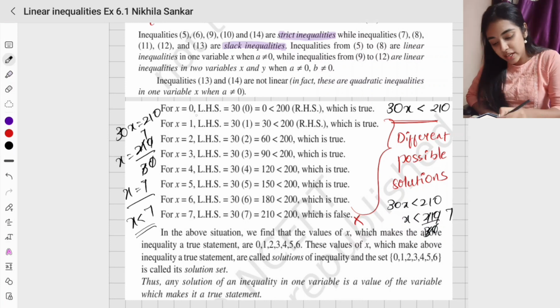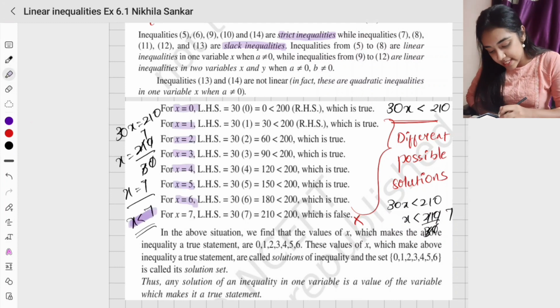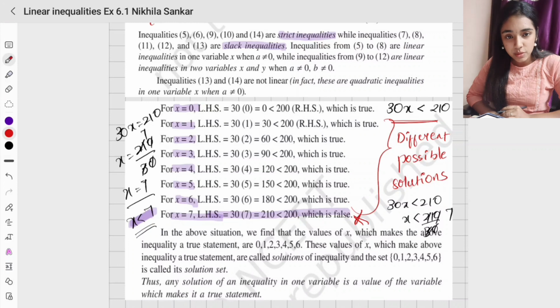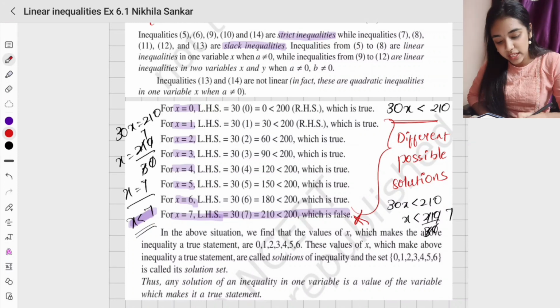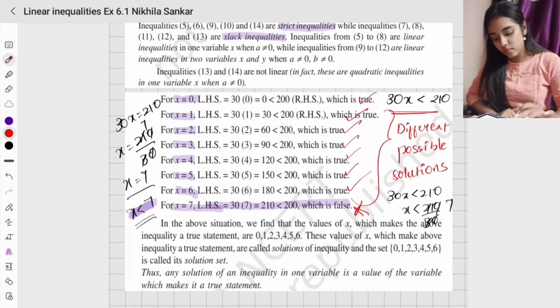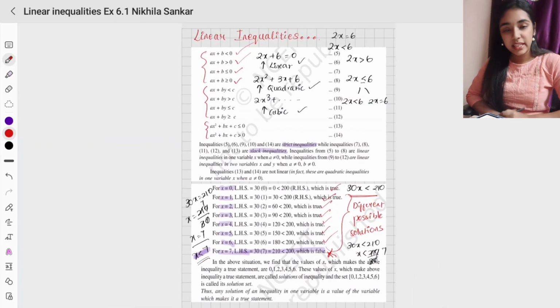Now what all values can I have? When it comes to natural numbers, my values can be 0, 1, 2, 3, 4, 5, 6. Okay, but here there is no equality, so x is equal to 7 is not a solution. It is false. It is given here, which is false. X is equal to 7 is not a solution because we are dealing with x less than 7. It is not x less than or equal to 7. So it does not include 7. It only includes the values 0, 1, 2, 3, 4, 5, 6. Okay, so this is the basic theory of linear inequality.